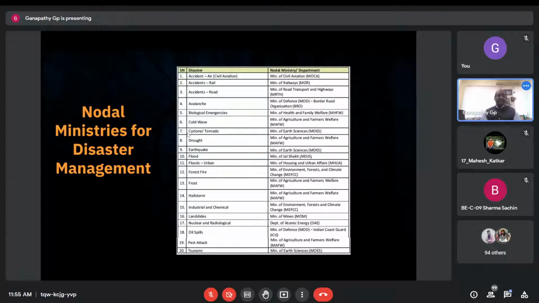So after that, what happened? The frequency of disasters is increasing. The damage due to these disasters is increasing. So the Government of India planned that instead of being handled by one ministry, each disaster will be handled by a different ministry. For example, accidents by the Ministry of Civil Aviation, rail accidents by Railways, road accidents by the Ministry of Road Transport, avalanches by the Ministry of Defence, biological emergencies by the Ministry of Health and Family Welfare, cold wave by the Ministry of Agriculture, cyclone by the Ministry of Earth Sciences, drought by the Ministry of Agriculture and Farmers Welfare, earthquake by the Ministry of Earth Sciences, and flood by the Ministry of Jal Shakti. So like that, they have put different ministries for each disaster.